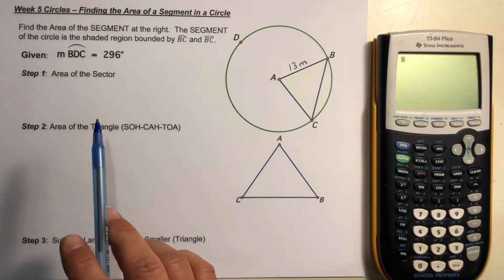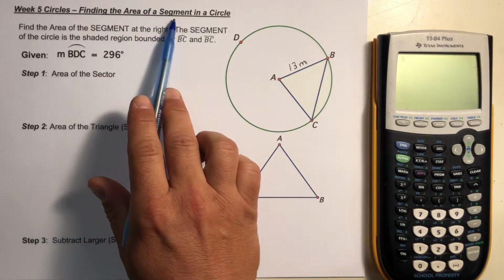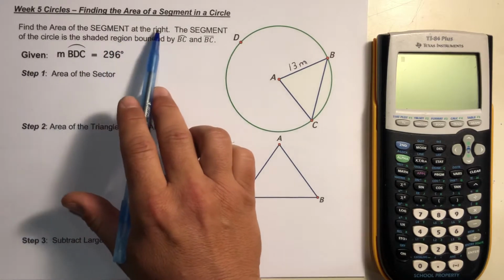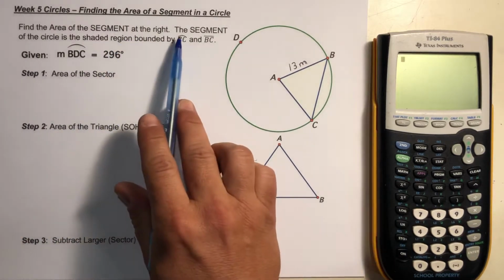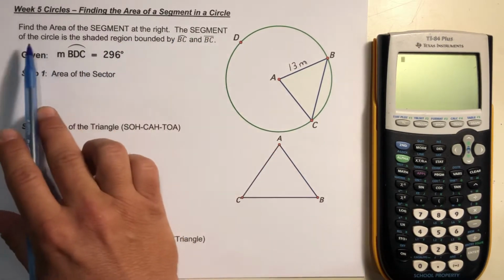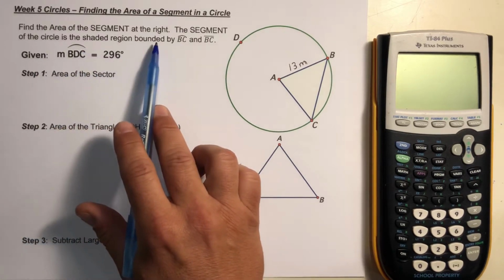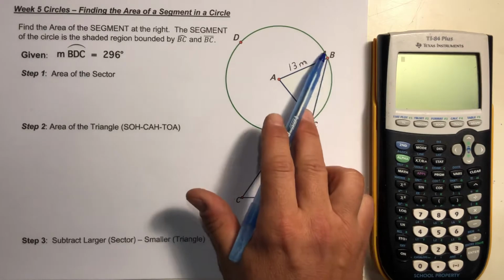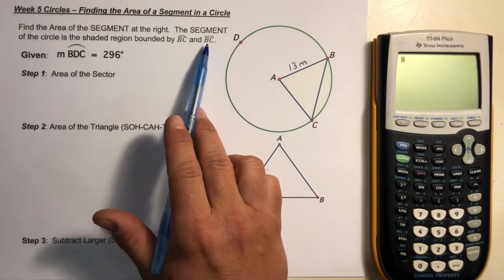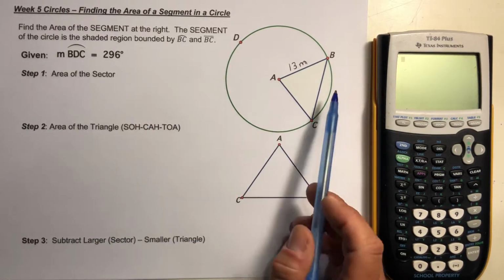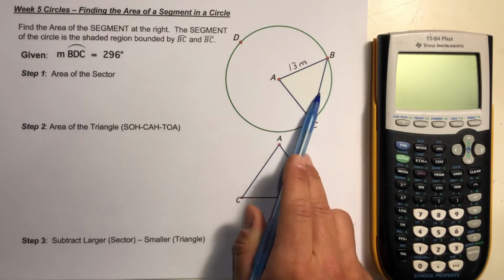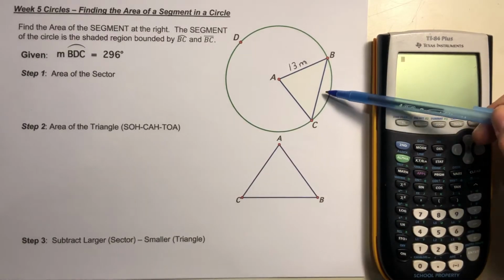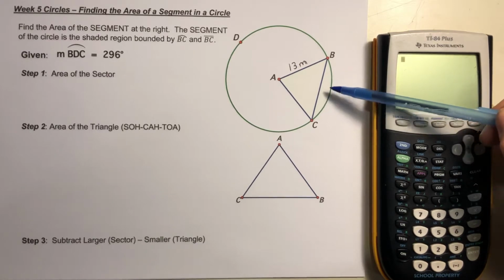Right now, we're going to take our time and find the area of the segment of a circle. So what is that? Find the area of the segment at the right. We're going to end up shading it in here, but just to be clear, the segment of the circle is the shaded region bounded by arc BC, this curved length right here, and segment BC. I don't have it shaded in yet, but I will in a minute. Here's segment BC, here's arc BC. So it's just this little half of a football shape right here.